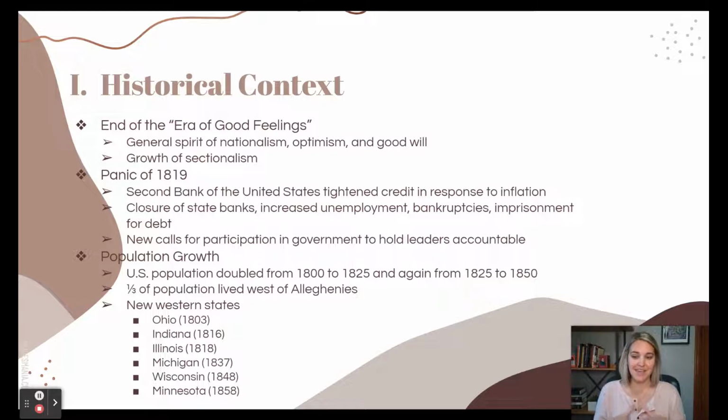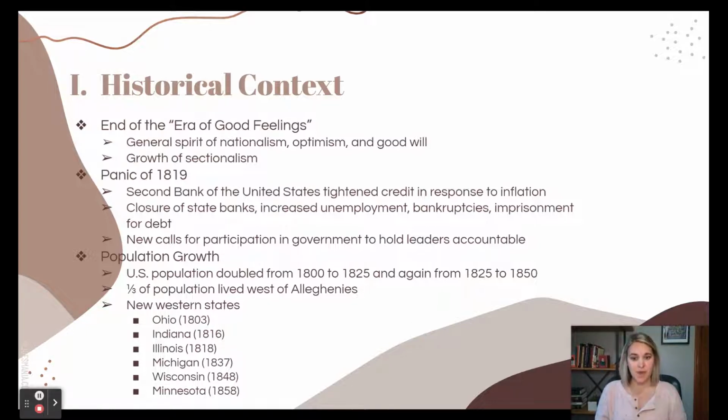But what happened was a massive increase of unemployment and bankruptcies, and people were imprisoned for their debt. And so what we begin to see happening is people, especially in rural areas, calling for more participation in government because they wanted to hold the leaders accountable for the decisions they were making regarding the economy.